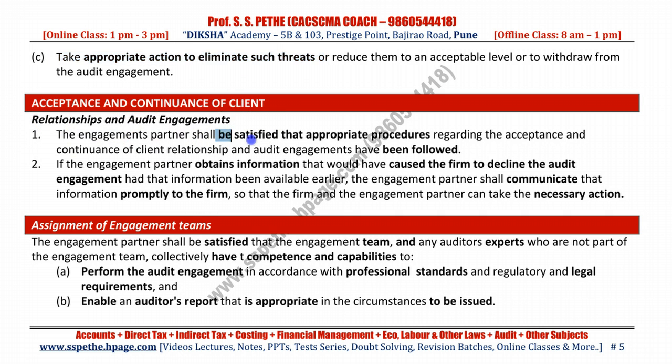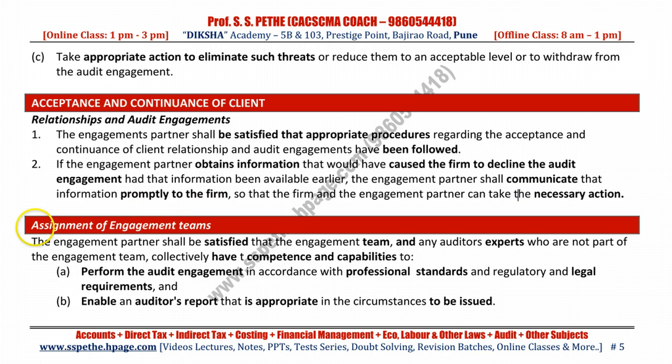Acceptance and continuation of client relationship and audit engagement. The engagement partner shall be satisfied that the appropriate procedures regarding the acceptance and continuation of relationship and engagement have been followed. So whatever procedures have been prescribed should be followed. If the engagement partner obtains information that would have caused the firm to decline the audit engagement had that information been available earlier, the engagement partner shall communicate the information promptly to the firm so that the firm and the engagement partner can take necessary action.